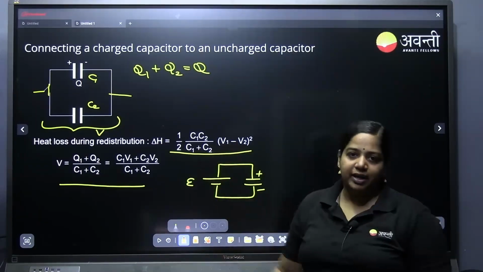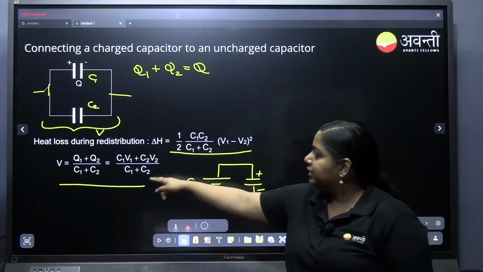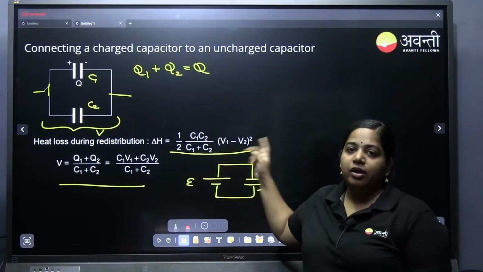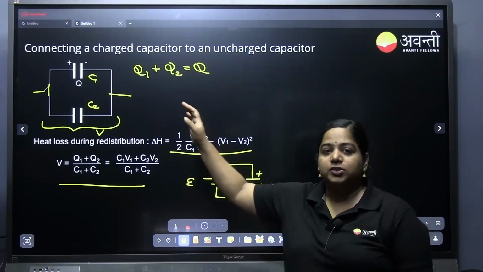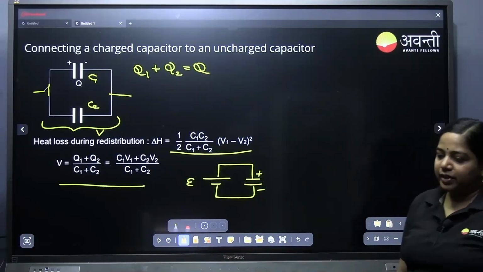Okay, this we are deriving, we don't need the derivation. So two cases: one is finding the final voltage across the capacitor, and the next is finding the heat lost during this process. Okay, is there any doubt regarding this?